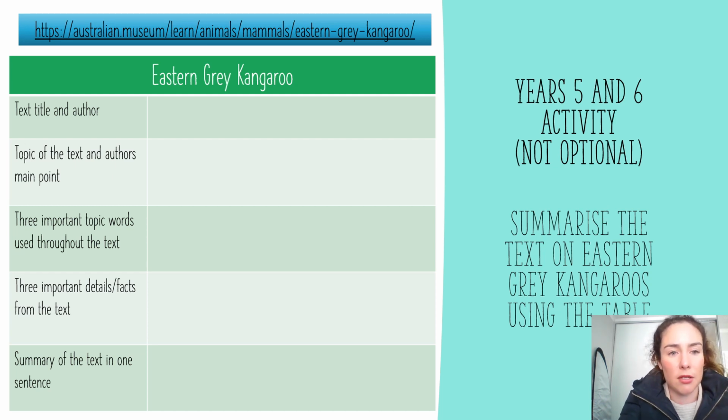You need to write down the title and author, topic of the text, and what is the author's main point of the text. I want you to write down 3 important topic words used throughout the text, 3 important details and facts from the text, and a summary of the text in 1 sentence. So it's really important that when you're summarizing, you're able to wrap it up or summarize it in as short an amount of words as possible. So read through your text, complete your table, and submit it to Mr. Kilpatrick. Thank you.